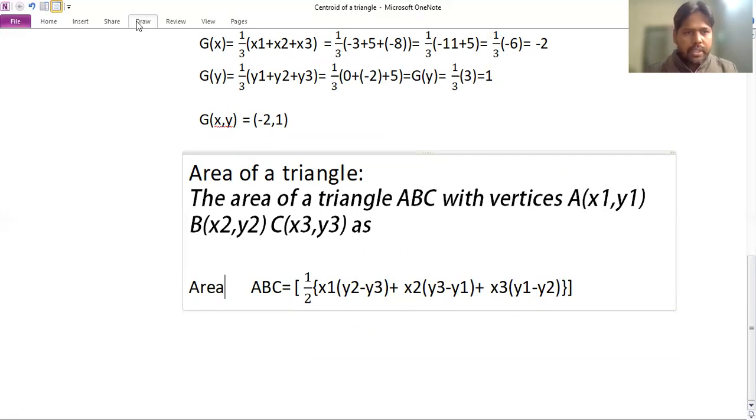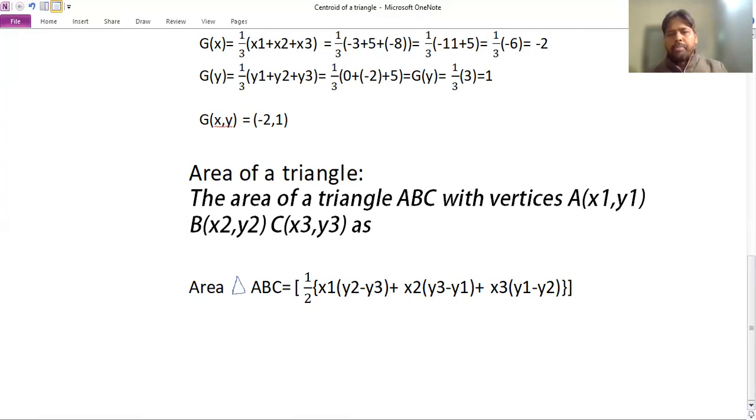The area of the triangle ABC will be 1/2 times the product of x1 and the difference y2 minus y3, added with the value x2 multiplied by the difference of y3 and y1, added with the product of x3 and y1 minus y2. So this will give us the area of the triangle.